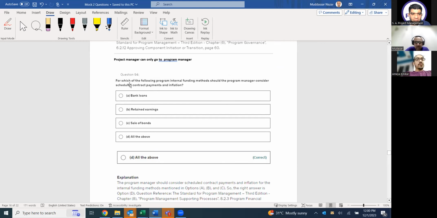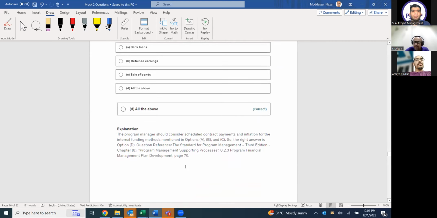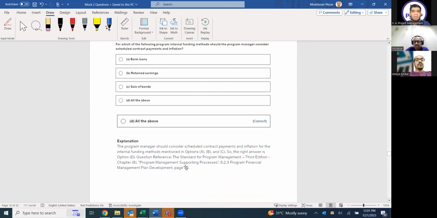Okay. For which of the following internal funding methods should the program manager consider scheduled contract payments and inflation? Bank loans, retained earnings, sale of bonds, all of the above. This is general, all of the above. You don't need to discuss. This is not from our syllabus, but whenever the point is that there are contextual matters, we have to discuss it. That's all. Okay.